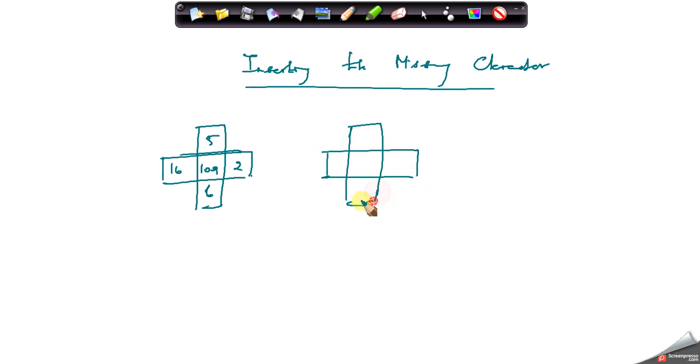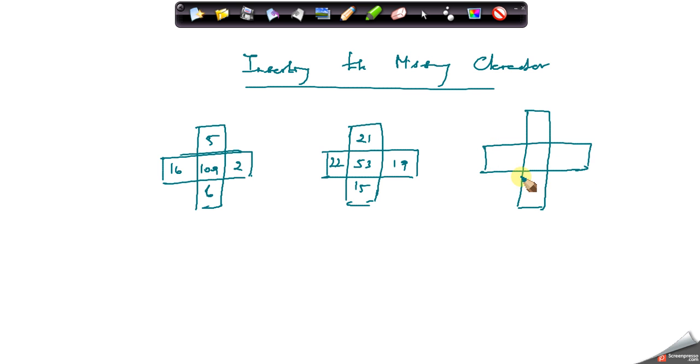Another one you have: 22, 53, 19. This is a tough question, I can tell you. Some of the questions you will not be in a position to answer because the relationship is difficult to find out. If it simply can be worked out, you can do it. Otherwise, you cannot find this. Don't spend so much time on this one. You can take up this question at the end, not in the beginning.